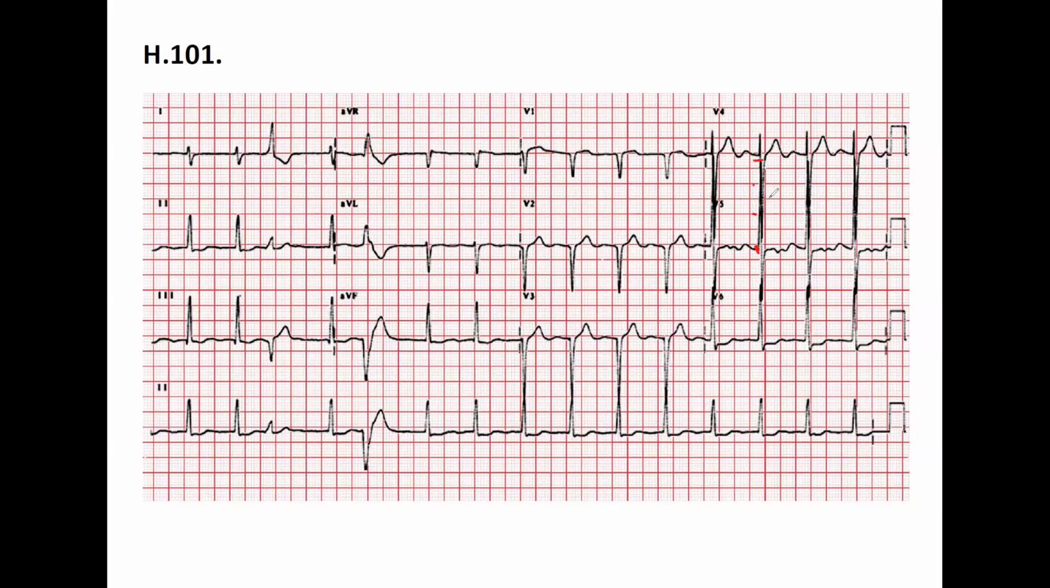Very good. Because you see the very large R wave on the left side and deep S wave on the right side, that can be left ventricular hypertrophy. Yes, left ventricular hypertrophy, exactly. So this is a left ventricular hypertrophy. Thank you for your help.